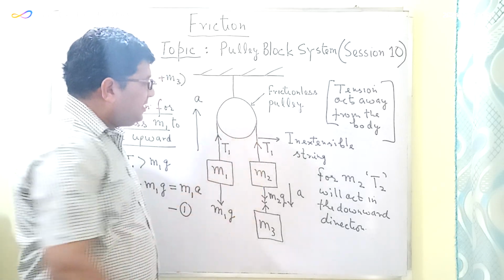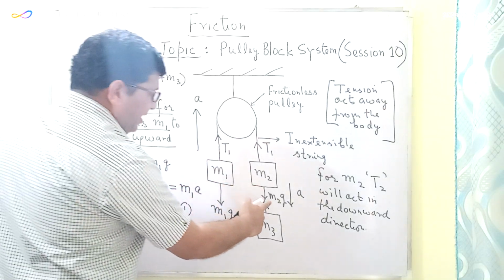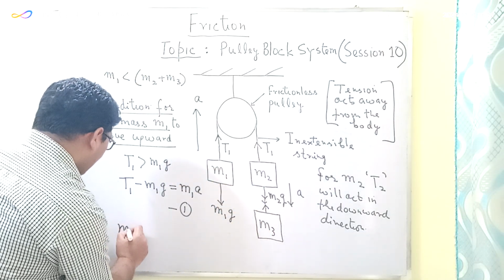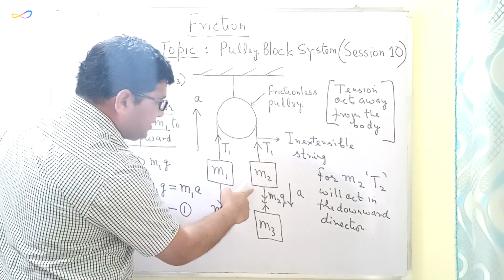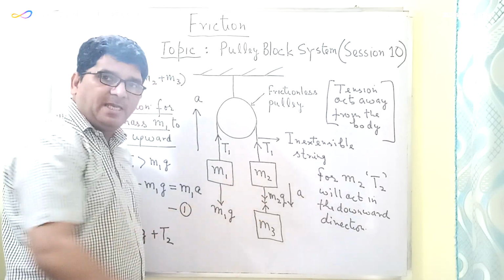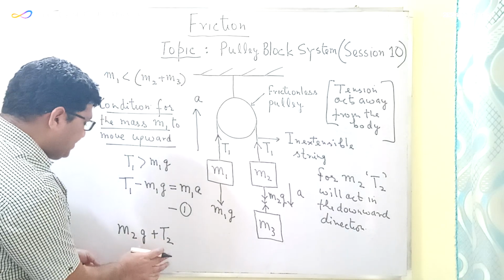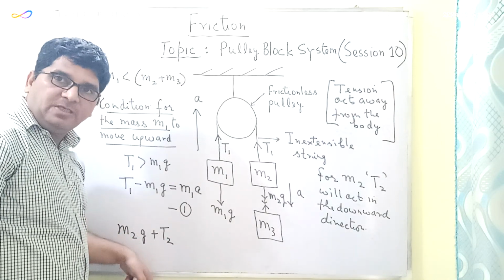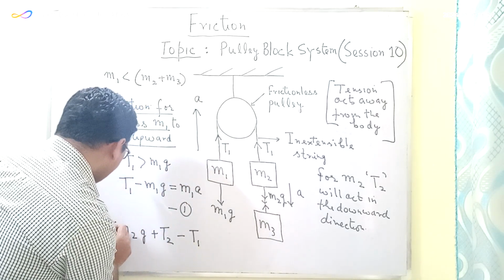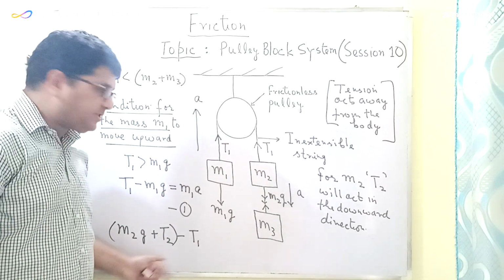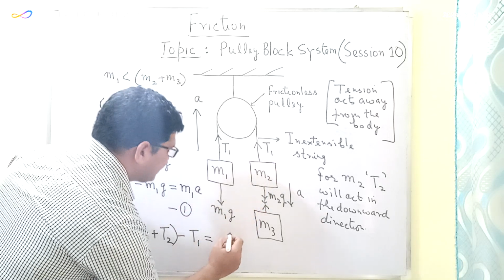Now the force which is acting in the upward direction is only the tension T1, and in the downward direction the forces are m2g plus the tension in the string, because for this block of mass m2 the tension will be acting in the downward direction, because tension always acts away from the body. So this is the force which is acting in the downward direction, and this is the force which is acting in the upward direction. So this is the net force which is acting on this body of mass m2.